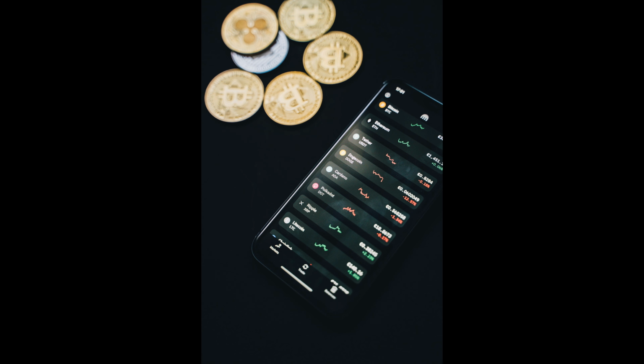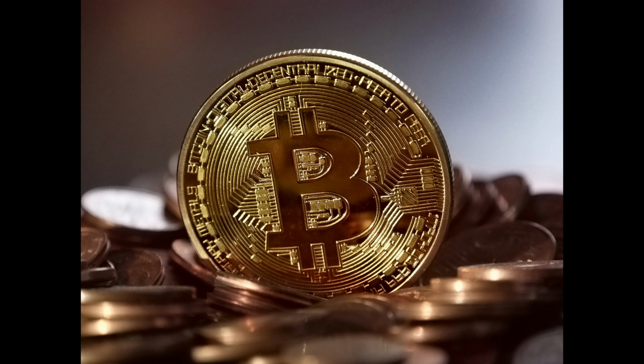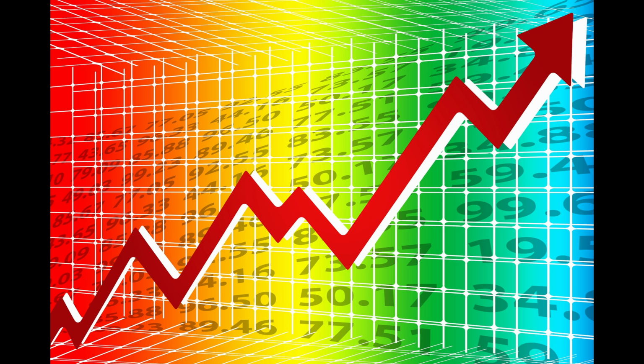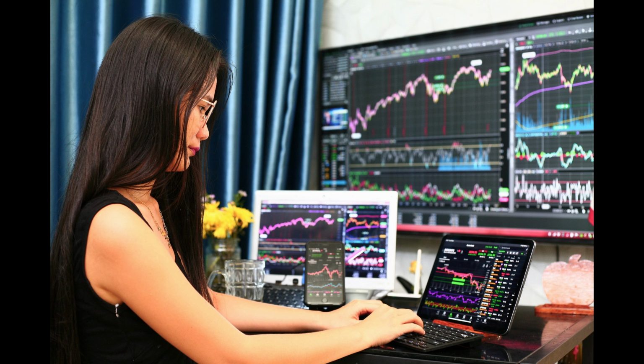Question 2. How do I choose the right time frame for day trading Bitcoin? Answer. Selecting the right time frame depends on your trading style and strategy. Common time frames for day trading include 1 minute, 5 minute, 15 minute, and 1 hour charts. Shorter time frames offer more frequent trading opportunities but require swift decision-making, while longer time frames provide a broader perspective but fewer opportunities. Experiment with different time frames to find what works best for you.